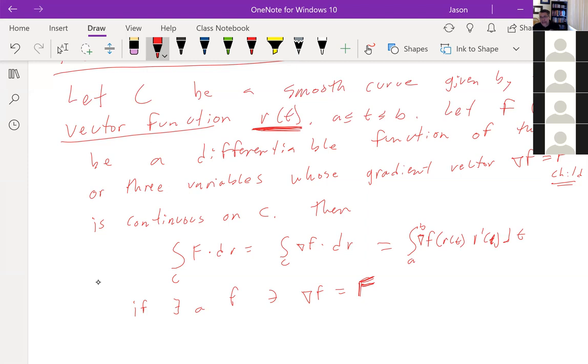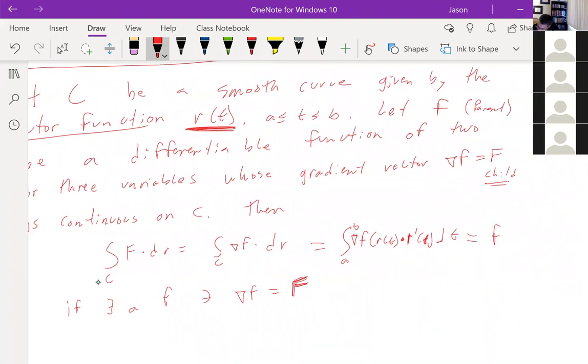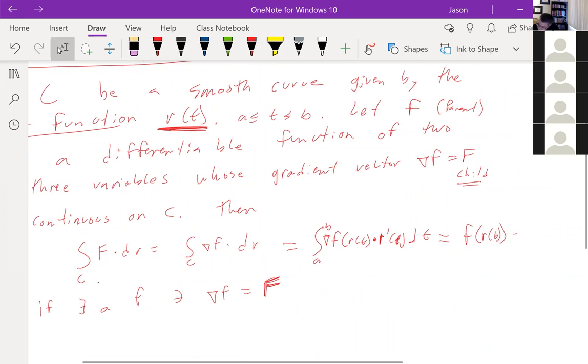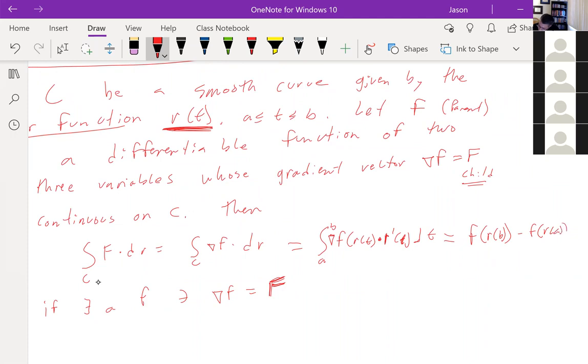And if this is the case, I can almost think of the gradient as the derivative, and we're taking the antiderivative of the derivative. This is a dot product right here. If we take the antiderivative of the derivative, we just get out the original function, the parent function. And so this is going to equal the parent function evaluated at r of b minus the parent function evaluated at r of a. And that is my fundamental theorem of line integrals.